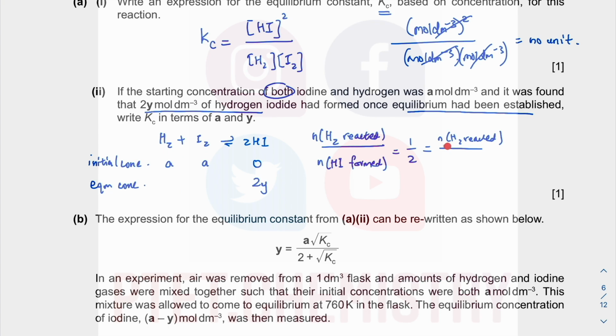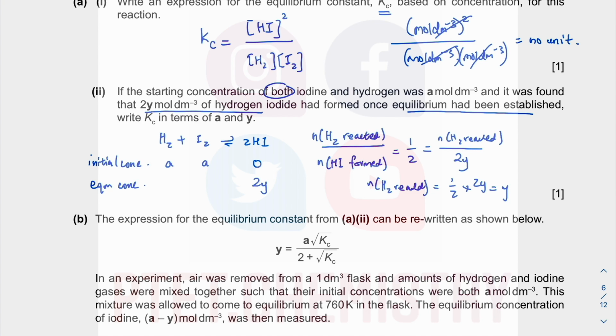Okay, so how much of that has reacted in terms of how much of it has formed? You started from nothing, you end up with 2y. So you have formed 2y mole of HI. Bottom is for HI. This is from the balanced equation. This is actual. Alright, so the mole of H2 reacted is equal to half times 2y, which is y.